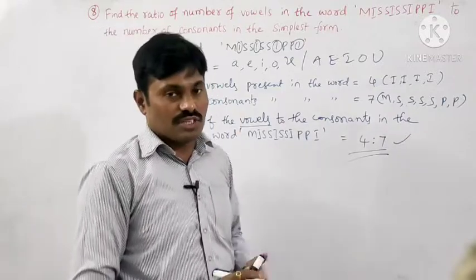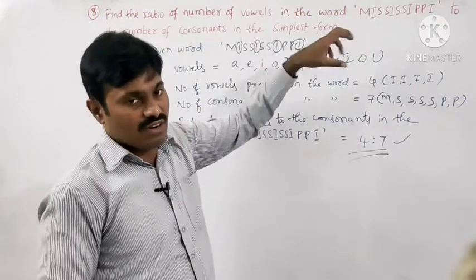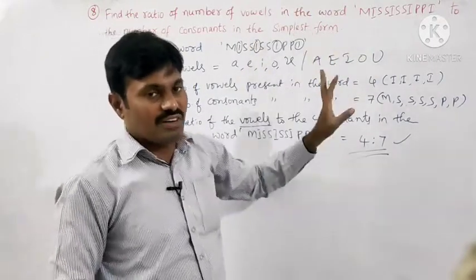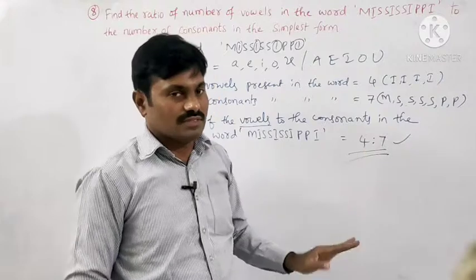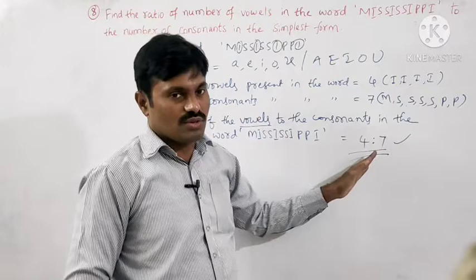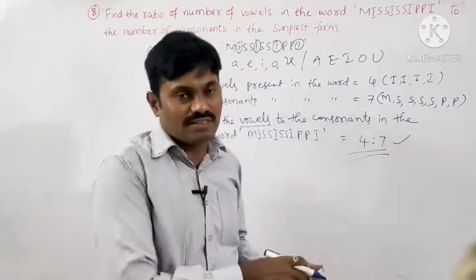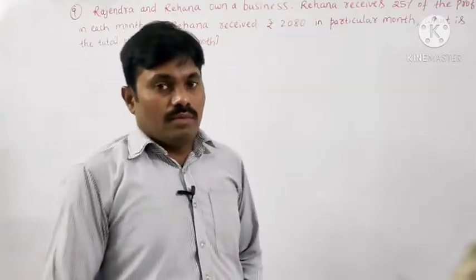Okay, for this question, clear? We just have to identify what the vowels and what the consonants in the word are, and write them as a ratio. That's it. Here 4 vowels are present in the word and 7 consonants. So the ratio of vowels to consonants is 4:7 in that particular word. Is it clear?